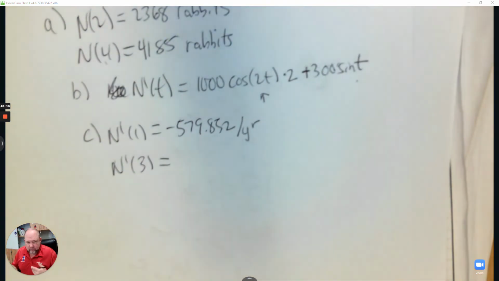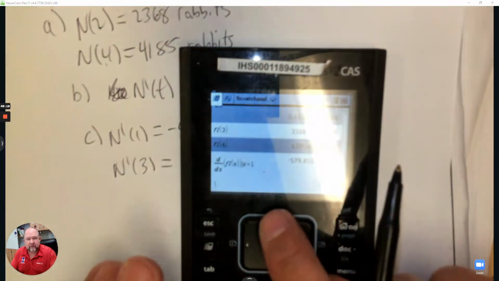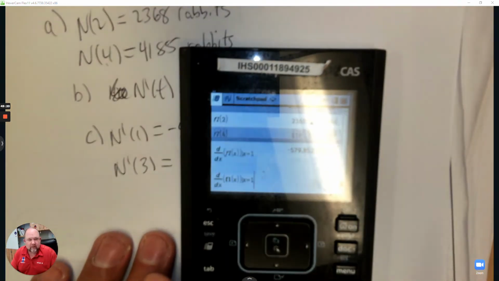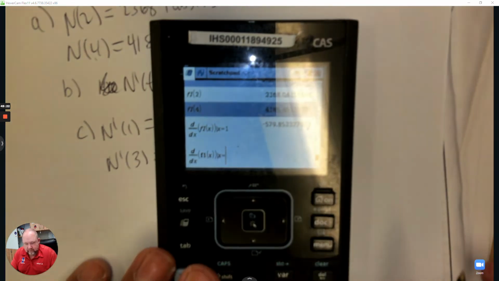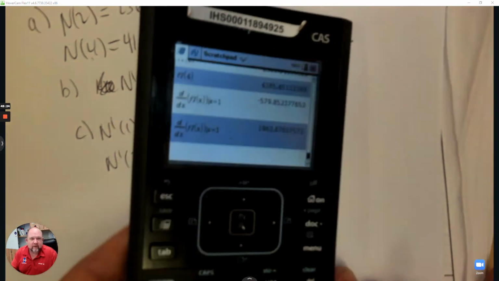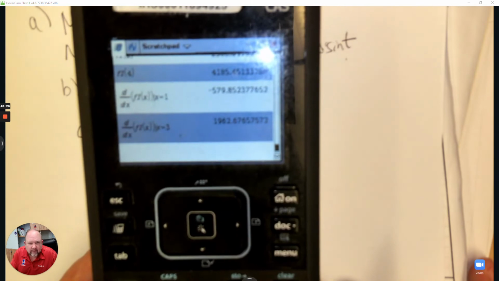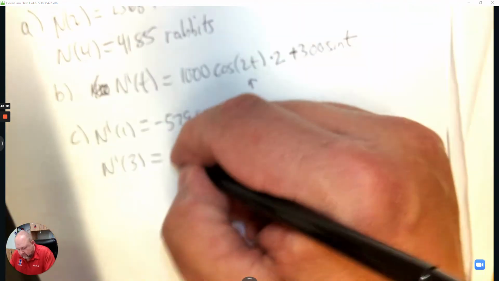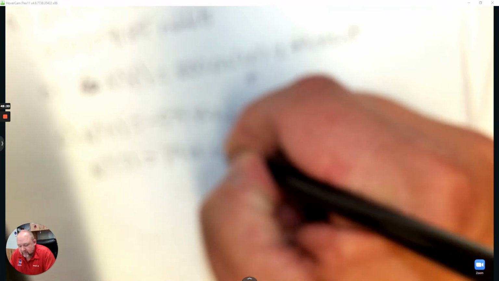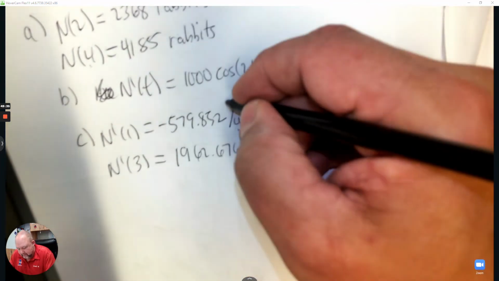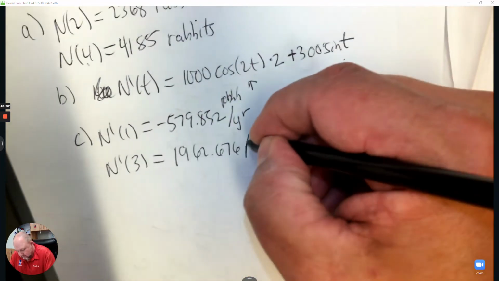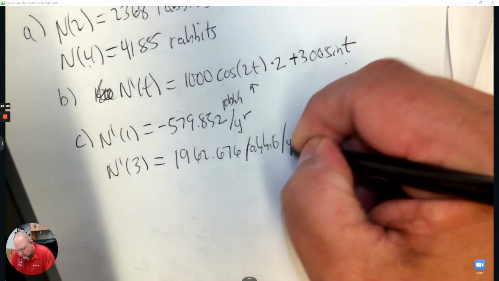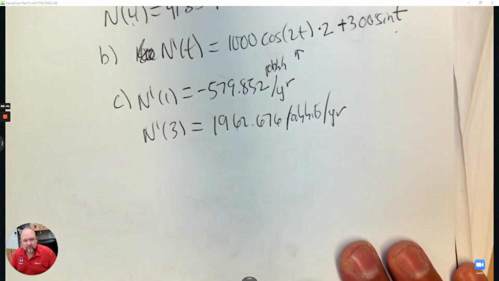And then do the same work with 3. Honestly, you could just go back here and highlight it, press enter, and then just change that number to a 3. Control enter. And now the rate is 1,962.676. Again, that's rabbits per year. So there you go.